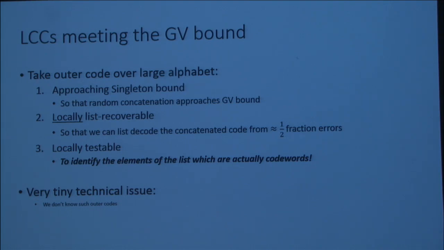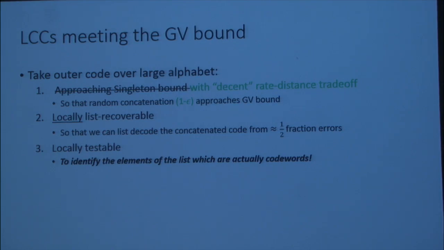The local list recoverability will output some candidate code words, and some of them will be just not true code words at all. Just by the way these algorithms for local list recovering work, you basically get advice on some random point, and based on the advice you find all code words consistent with that advice, and if your advice is wrong, then you might output garbage. So you want to weed out those, and so local testability was also important, at least the way we thought about it. And so we don't know codes which are locally list recoverable, locally testable, and are on the singleton bound.